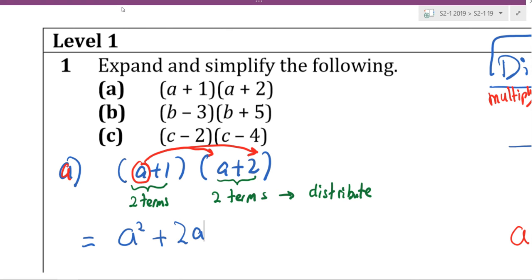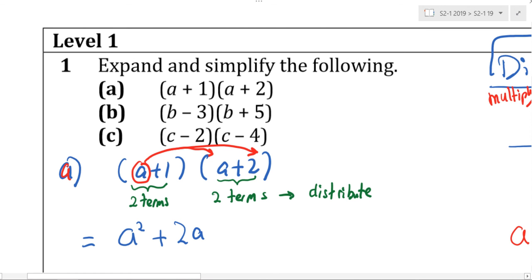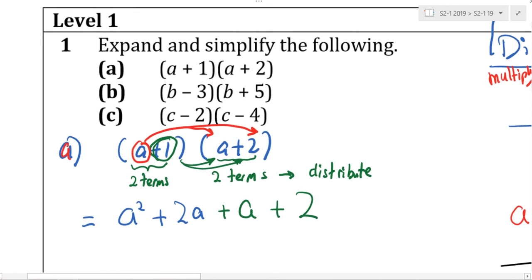Next one, I want to use another color. Now is the plus 1 term. The plus 1 term also will distribute. So I distribute. What do I get? Plus 1A, distribute again, plus 3 is no good because 1 times 2 is just 2. Press your calculator, don't hurry to use mental calculation.